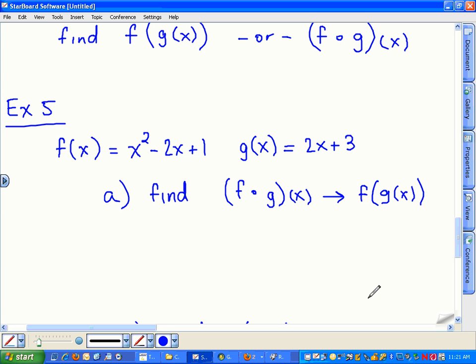Which function is going inside of which function? Which function is going where? Which one? The g of x function is going to go completely inside of the f of x function. So what that means is, let me get a different color. This is the g of x function. It's going to go completely inside of the f of x function for all the x's.